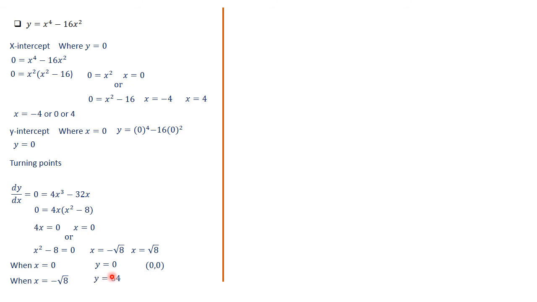So just simplify that. I guess you should be able to do that. You get y is 64. So we have another turning point at the point negative root 8, 64. The last one will be root 8, sorry. Just simplify, you get y again is 64, and continue, you get those 3 points. So we have turning points at those 3 points. We don't know their nature though, and so we get to that.